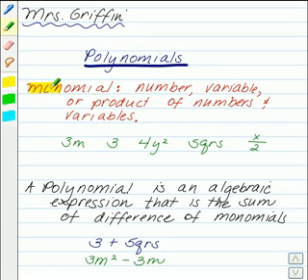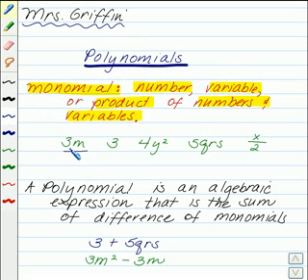We need to start off by first talking about monomials. A monomial is a number, a variable, or a product of numbers and variables. For example, we've got some monomials here: 3m, a product of 3 and a variable m, 3, 4y squared, also a product, 5qrs, and x over 2. These are all monomials. Now remember, monomials are not something with a radical sign or a fraction with a variable in its denominator. These are not monomials. So, radical sign or variable in denominator, not monomials.